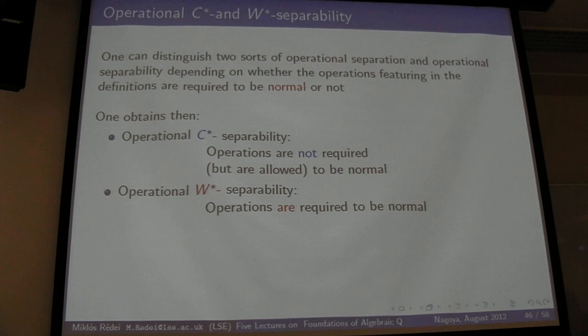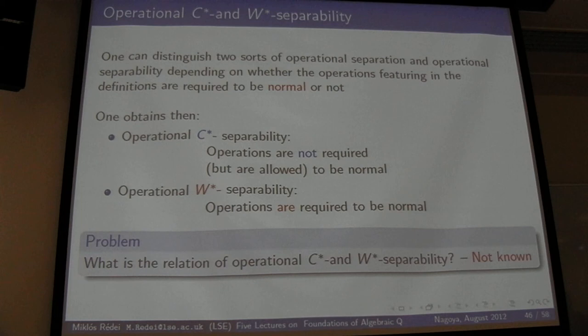Now, a small remark, of course, one can distinguish operational separability in the C star sense and in the W star sense, depending on whether you require the operations to be normal or not. So you have two sorts of operational separability, the C star and the W star. And the question is, what is the relation of them? And I don't really know what the answer to that is. There are two notions of operational separability. Are they equivalent? Are they not equivalent? I don't know. This is relatively new, so I have not been able to say anything about it.